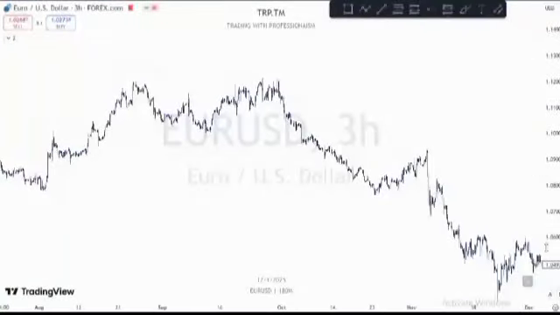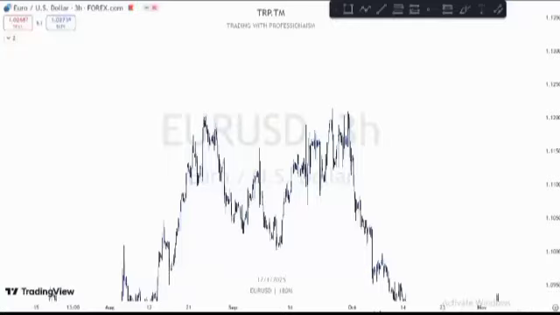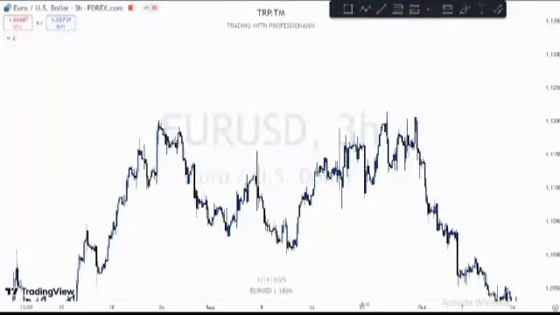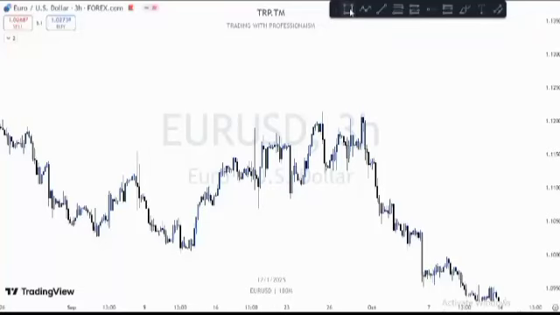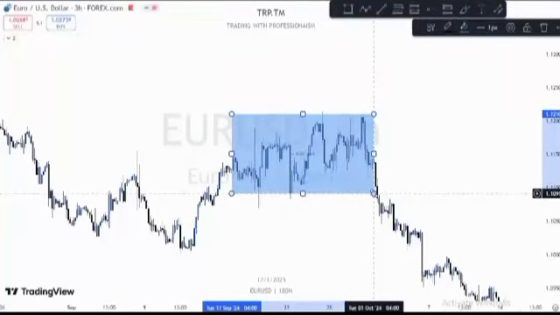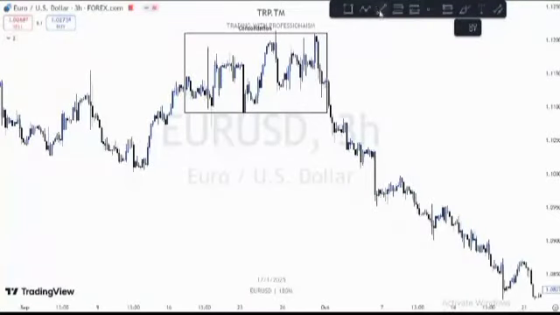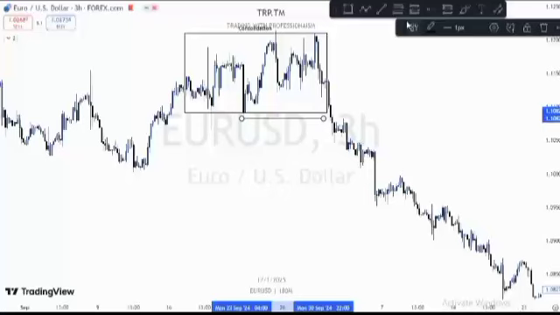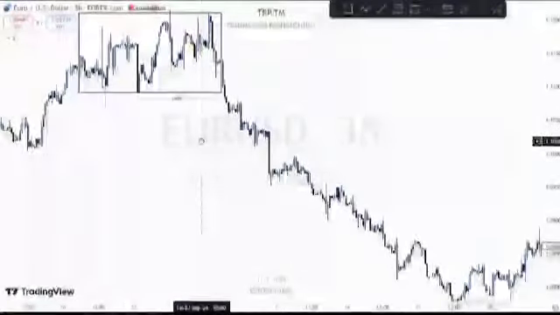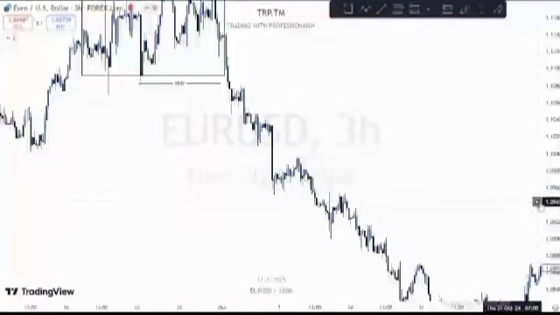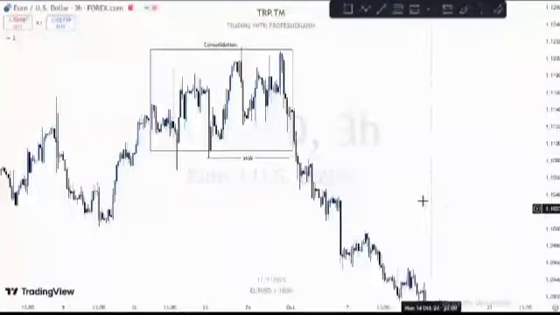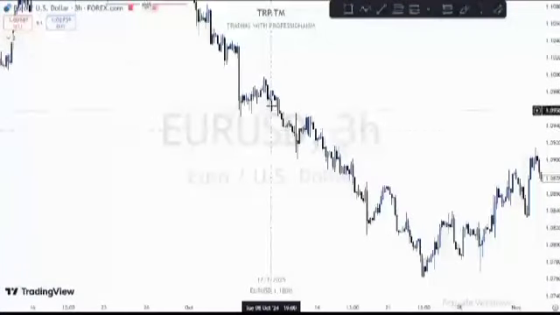So we can see here we have a shift of market structure after this consolidation right here. After this consolidation, we see a shift of market structure, right here. After that shift of market structure, we see price go down aggressively. It went down really aggressively without really giving any valid retracements.